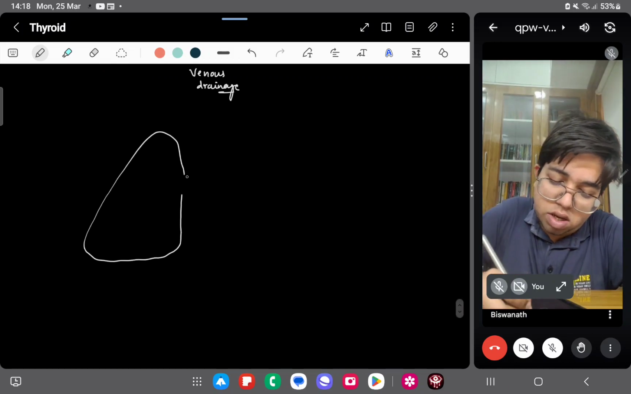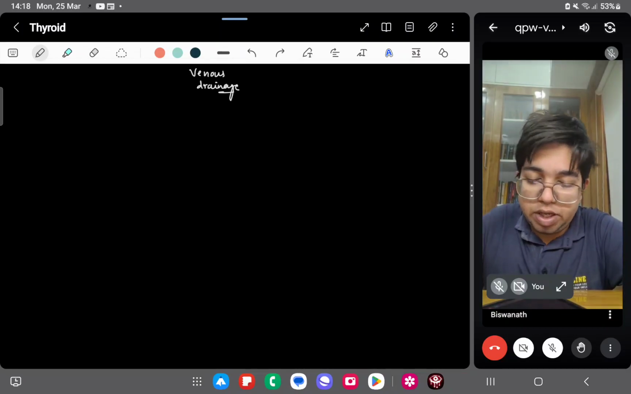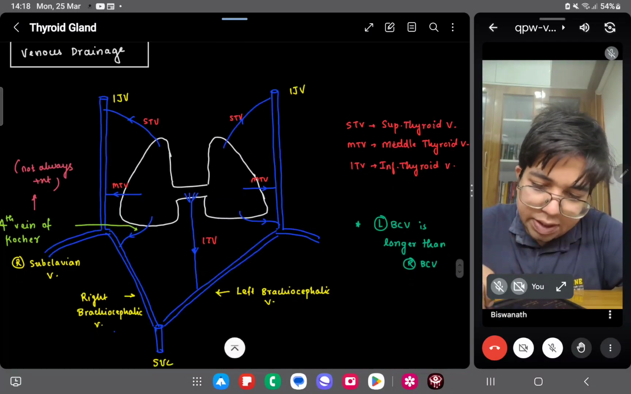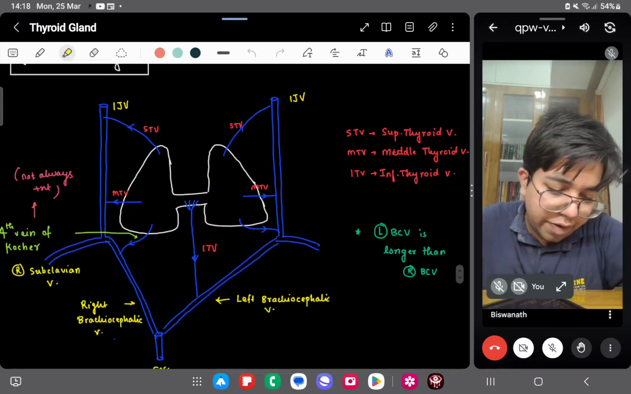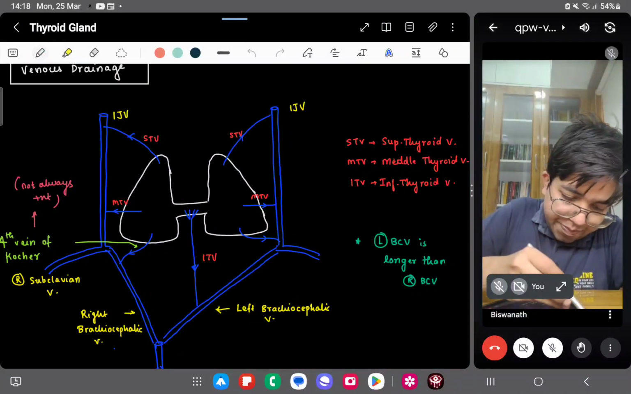Okay, we can see this, right? It will be time consuming drawing the whole diagram, so let me switch to my notes, in which I have drawn the diagram. Just a minute. Look at this. This is the whole venous drainage of the thyroid gland, if you can appreciate the diagram.